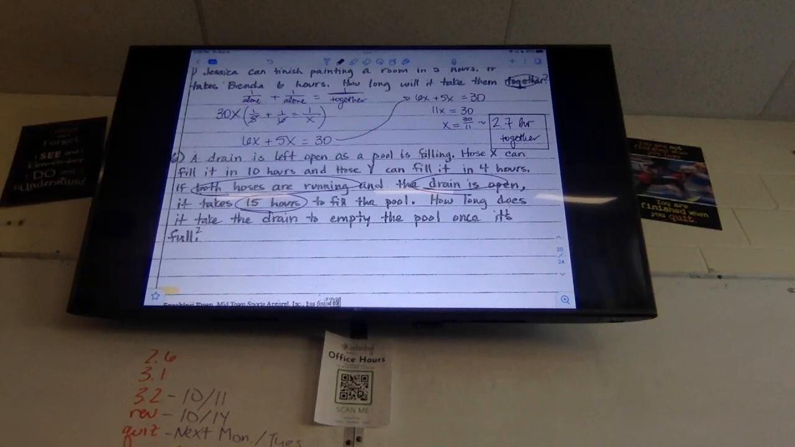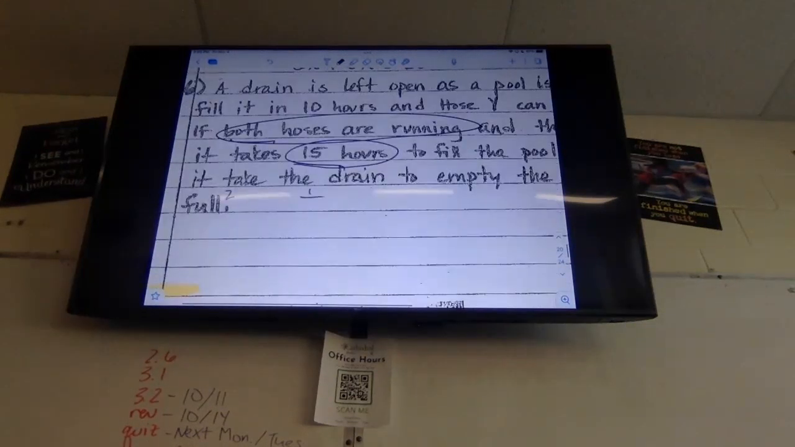This time we're doing 1 over alone plus 1 over alone, but then we have to do something with the drain. Is the drain helping me or hurting me as I do my work? It's hurting me, right? It's like if I was cleaning the house and a little kid kept undoing everything I just did. So the drain's hurting us. We're still going to do 1 over alone plus 1 over alone, but I'm going to subtract off the drain work. I don't know how long it takes to drain, so I'm going to call that 1 over x, because that's what we're solving for.